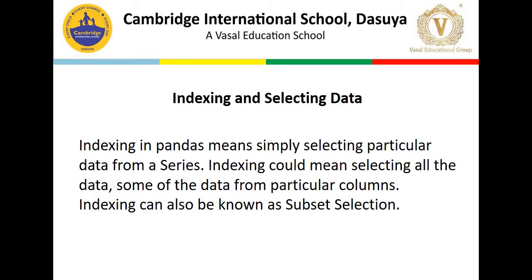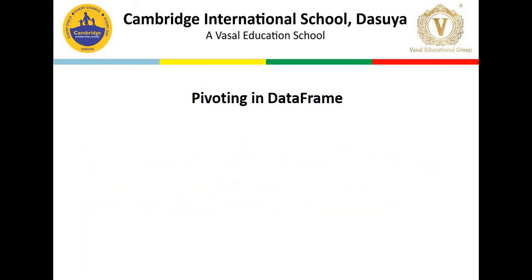We have already covered indexing and selecting data and how to slice the data. So this is a very important and basic part of data frame and series. Students, pivoting in data frame is a very important and vital operation. Sometimes in business, for decision making, we have to summarize the data and transform the data. So for that operation, we apply the pivoting operation on a data frame.